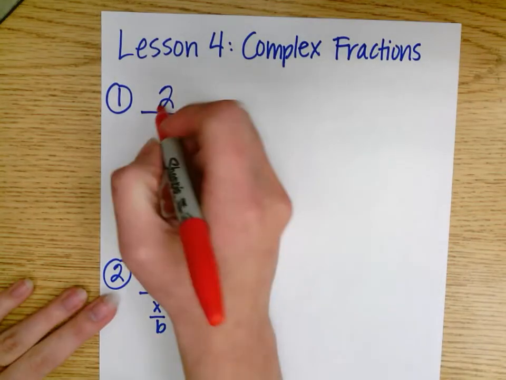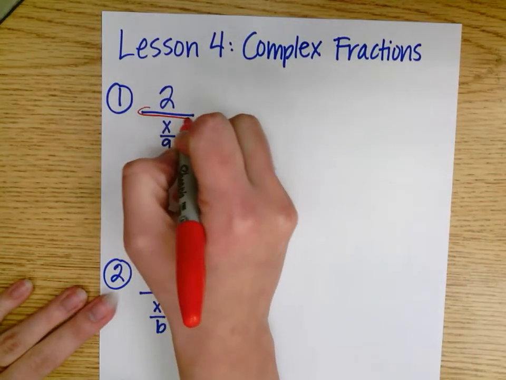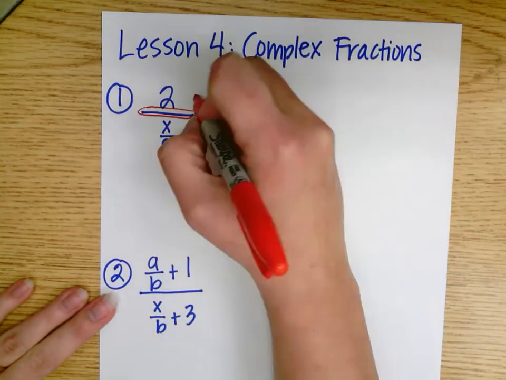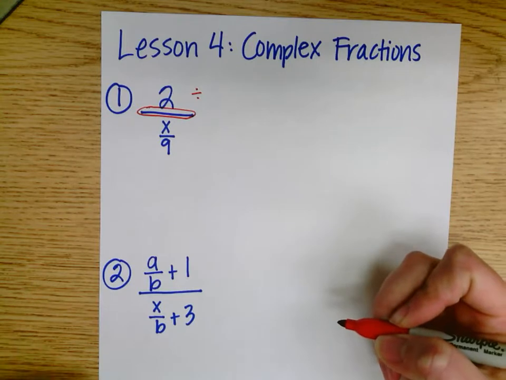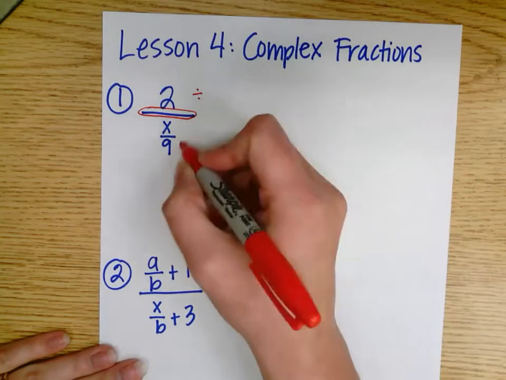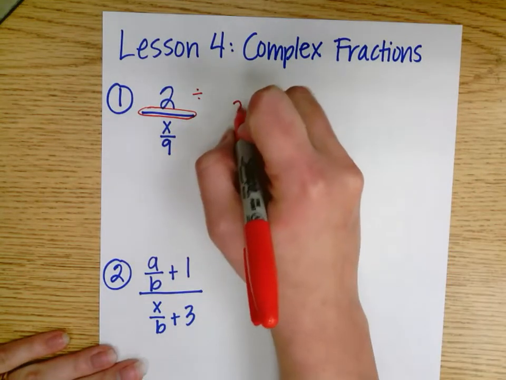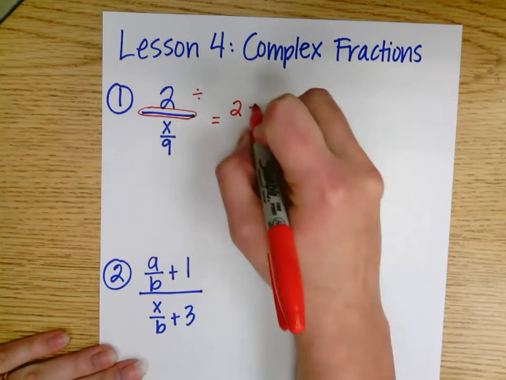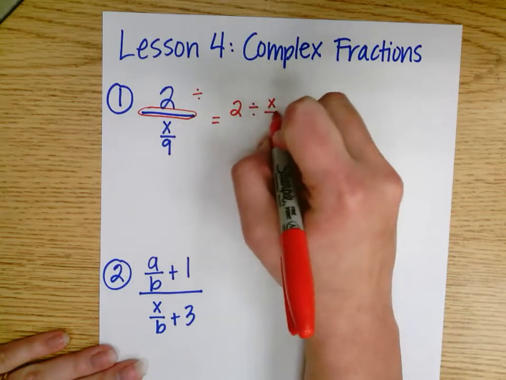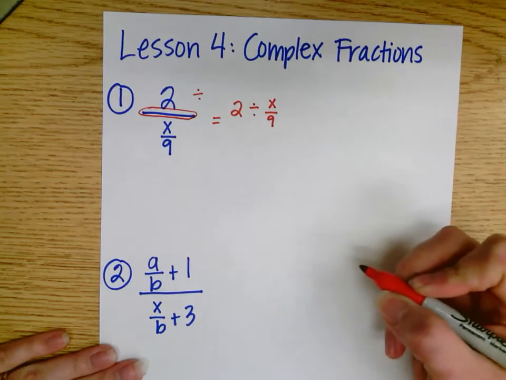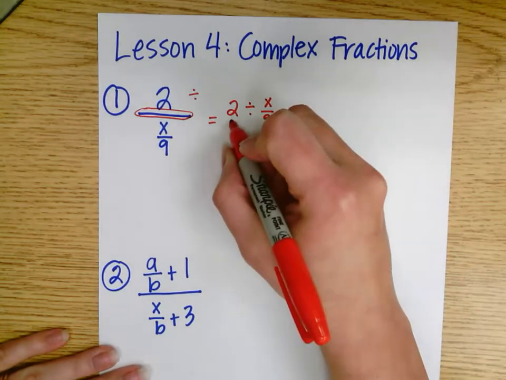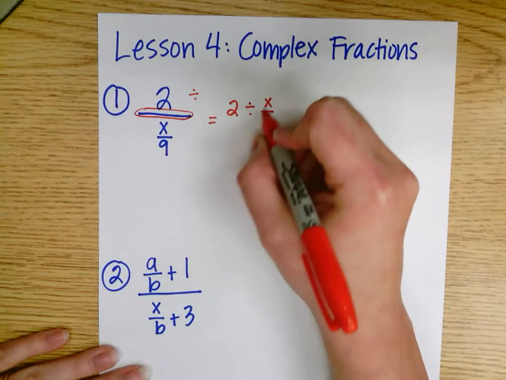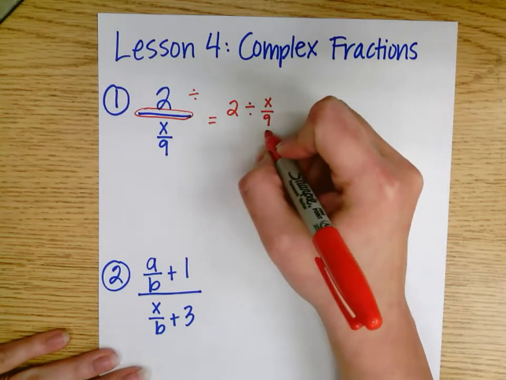Now I want you to notice this portion right here. This is the same as using my division sign. So I'm going to write this one so that you can see that I've got 2 divided by x over 9. Now in lesson 2 you learned how to handle that. You keep this the same, you change this to multiply, and you reciprocate this.